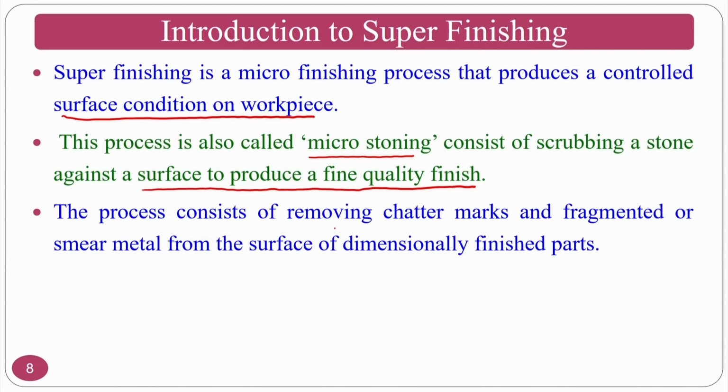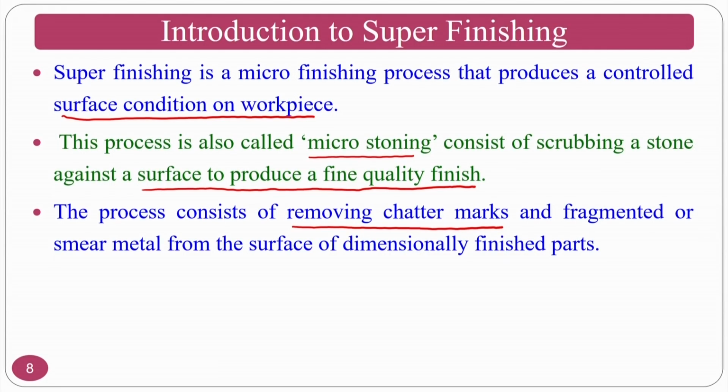The process consists of removing chatter marks, normally chatter marks from milling and from turning on a lathe, and fragmented or smeared material from the surface of a dimensionally finished product. So, if I want a finishing or deburring operation, or the removal of chatter marks, you can use this particular process.